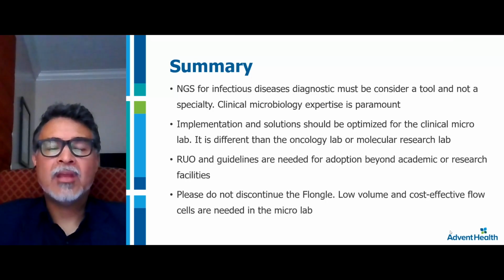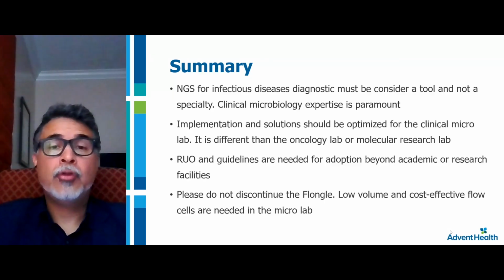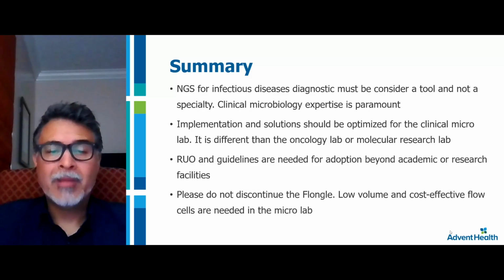Being able to prepackage an NGS solution with RUO, with process not only for the sequencing, but before the sequencing and after, and being able to offer third-party databases, easy for laboratories to use, are critical, because in that way, laboratories can use a lab-developed test, can validate a lab-developed test, since many laboratories are CLIA or CAP accredited. And importantly is, please do not discontinue the Flongle. Low volume and cost-effective flow cells are needed and important in microbiology.